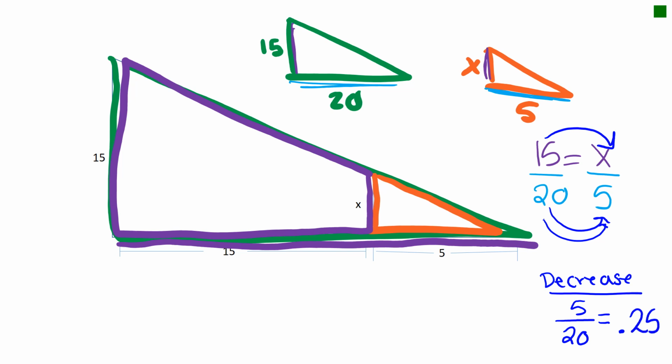I got 0.25, which means if you take 20 and you multiply it by 0.25, you would find 5. So if you multiply the bottom by 0.25, you multiply the top. And if you do that, you should find that x is equal to 3.75. And you guys will have a calculator, don't stress. Take advantage of it, but that's how your work would look.